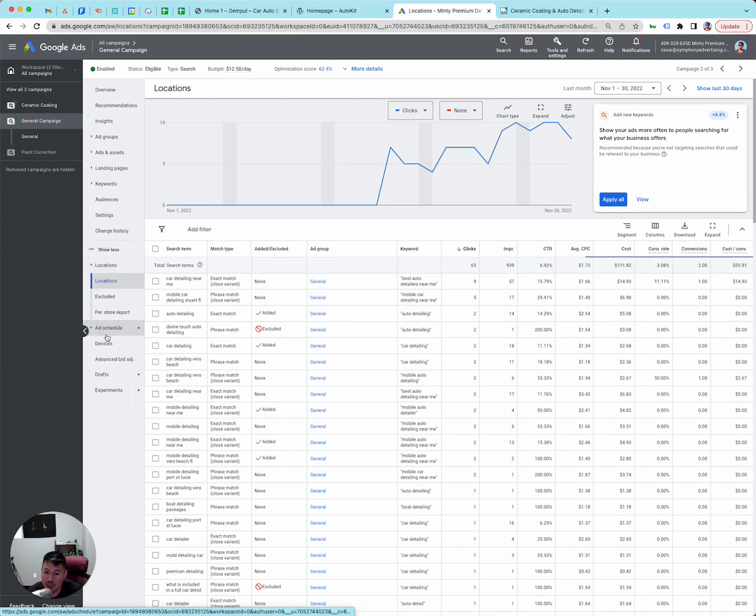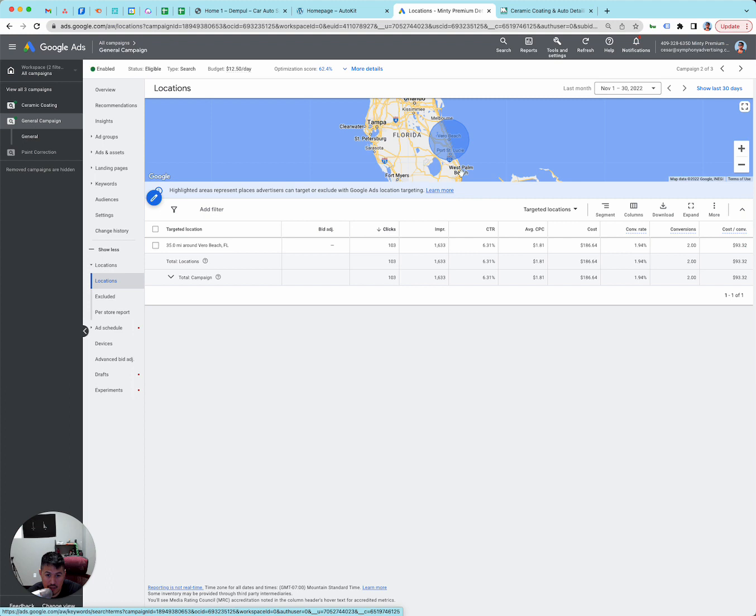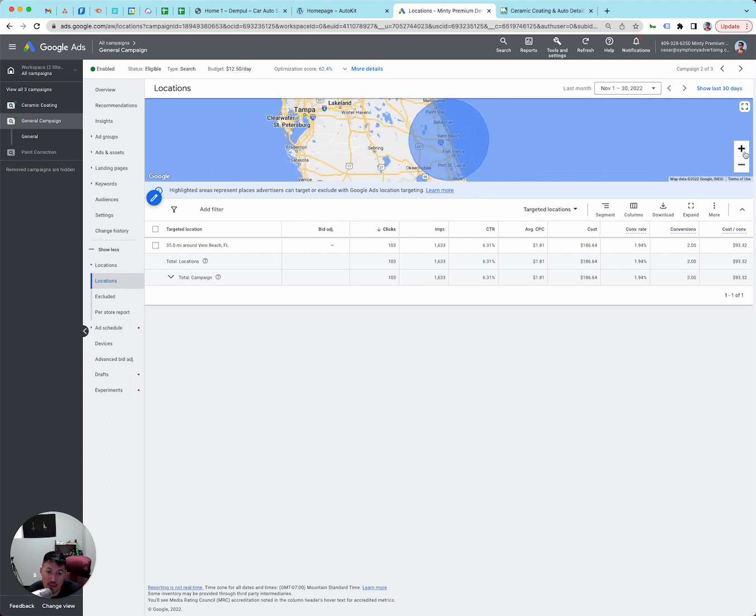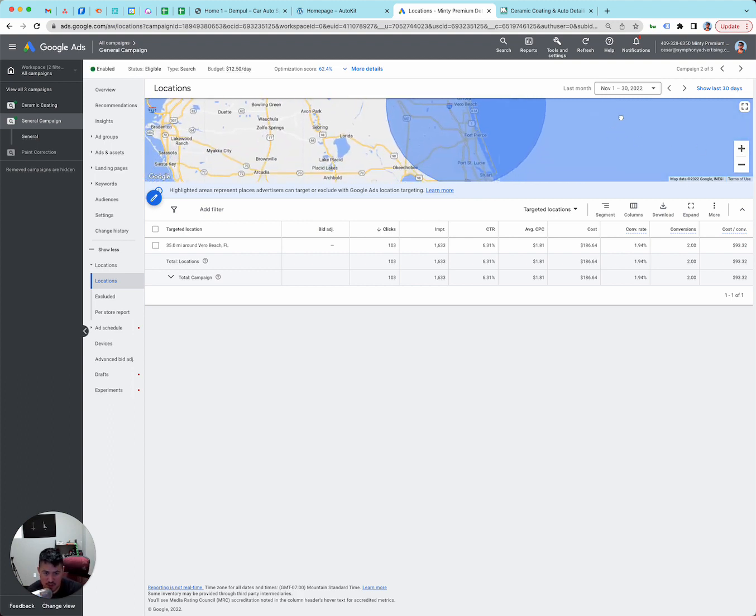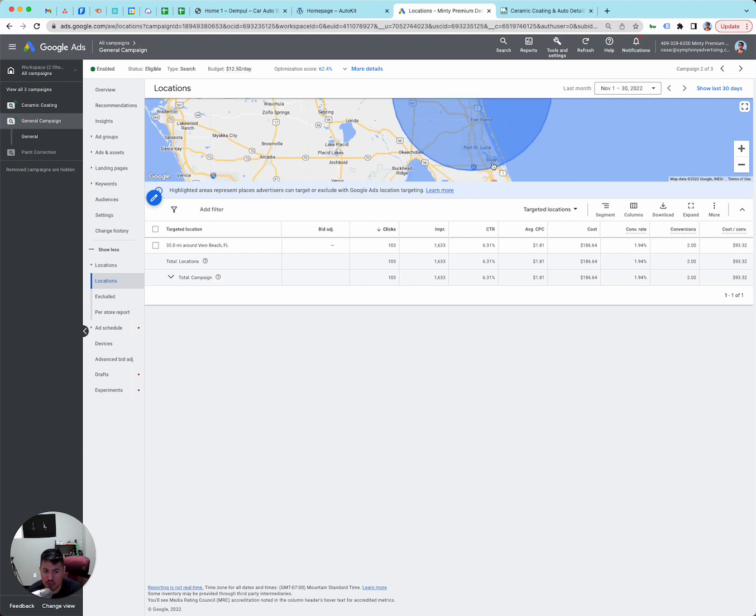Just to show you guys, we'll go ahead and do the location. So again, we're doing the 35 miles around Vero Beach. So it does include Port St. Lucie. And as you guys saw, it did bring in some of that. There was a keyword there that included Port and then Florida Stuart. I saw that one as well.